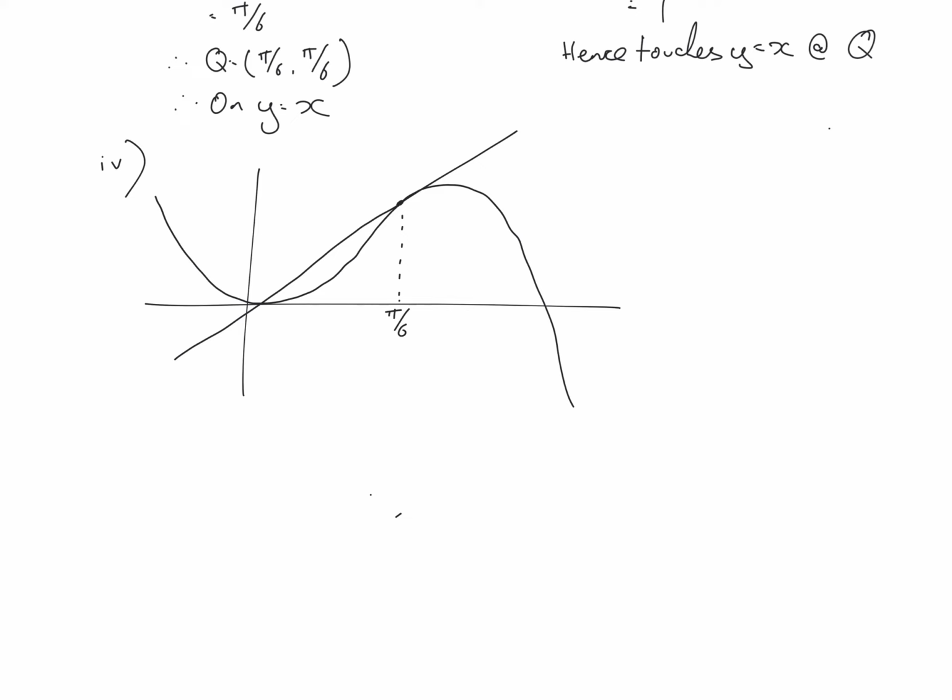So if we integrate the curve, we get this bit here. And then we can take that away from the triangle and get the area that we want, which is this bit in here. Okay, so the shaded region, first of all, equals the integral between 0 and pi by 6 of x sine 3x dx.